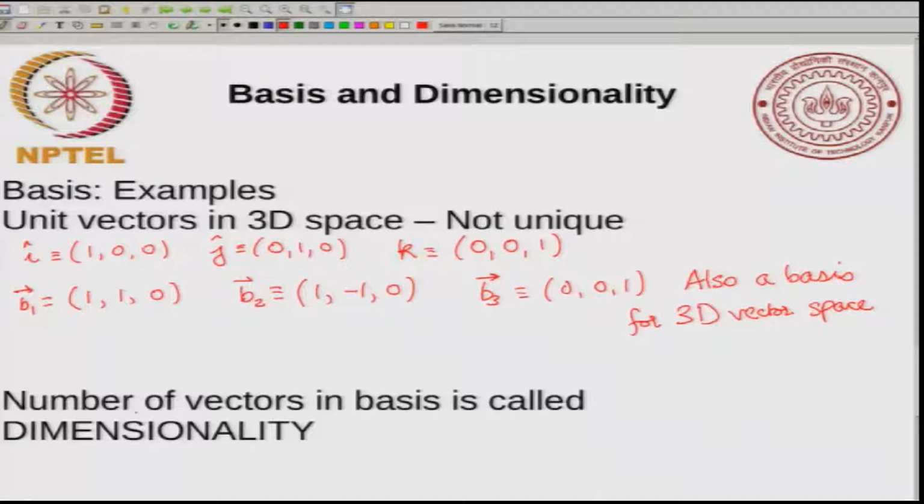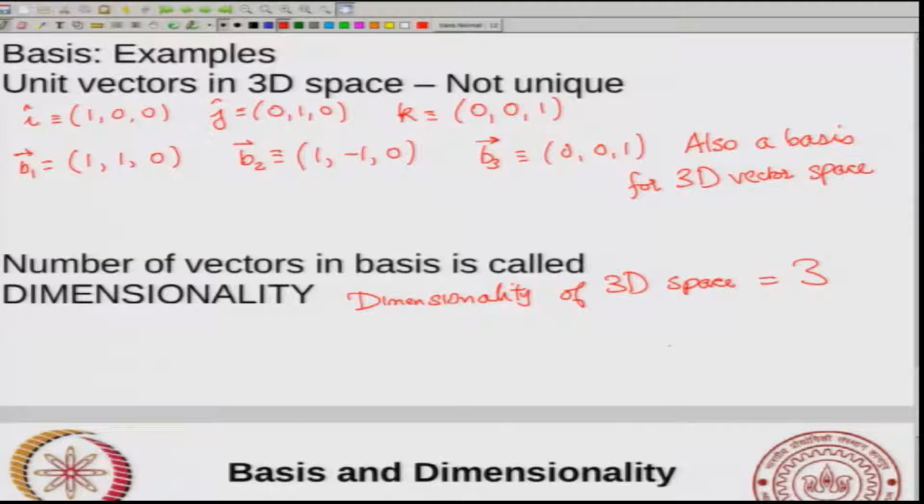So, the dimensionality of 3D space by definition is equal to 3. Okay. So, this is a formal definition of dimensionality, and that is why we call it 3D space. Now, in the last class I talked about the vector space of functions, of functions of x.